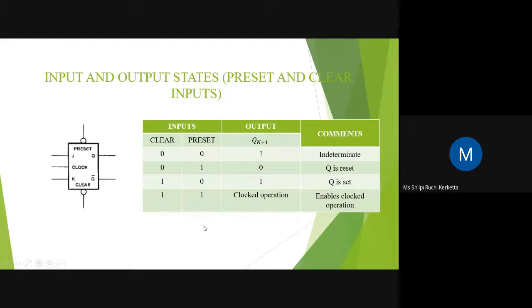So we will first see how this preset and clear is working. It will work similar to this NOR gate, the RS NOR gate. Okay, it will work similarly. So I told you that the NOR gate is the main one, so every other output depends on the output of that NOR gate.